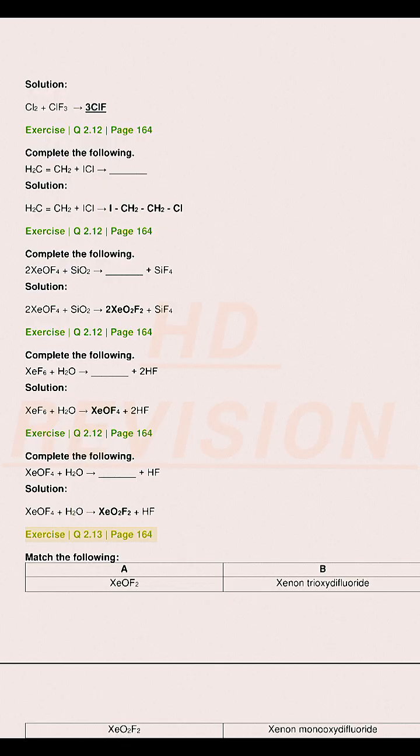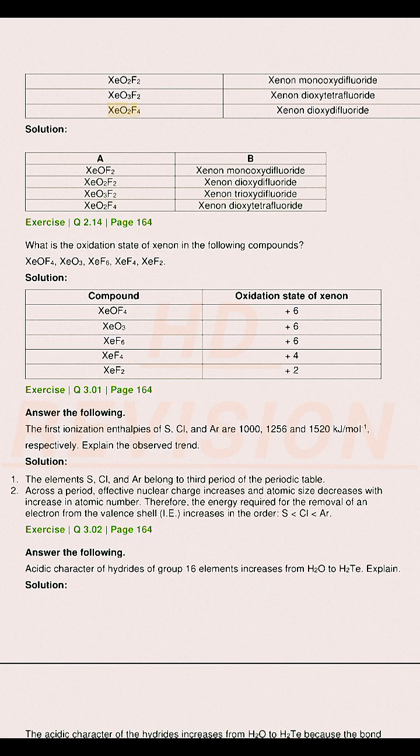Exercise Q2.13, page 164. Match the following. A. B. XeOF2, xenon trioxidifluoride. XeO2F2, xenon monoxidifluoride. XeO3F2, xenon dioxytetrafluoride. XeO2F4, xenon dioxidifluoride. Solution. A. B. XeOF2, xenon monoxidifluoride. XeO2F2, xenon dioxidifluoride. XeO3F2, xenon trioxydifluoride. XeO2F4, xenon dioxytetrafluoride.